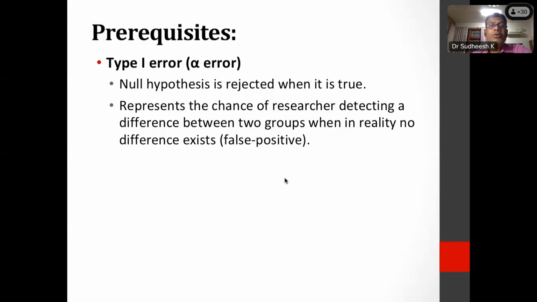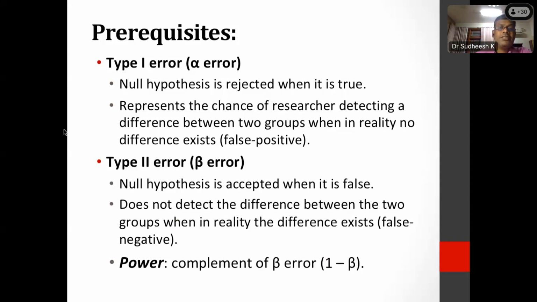This is a very dangerous situation, isn't it? Actually the drug doesn't have any effect, but you still think that the drug has an effect, and you give it to all the patients, and the patients are exposed to the unwanted side effects of that particular drug. So this is more dangerous. Next is type 2 error, or beta error, where the null hypothesis is accepted when it is false. There is a difference between the two groups, but the researcher feels that there is no difference. So this is a false negative.